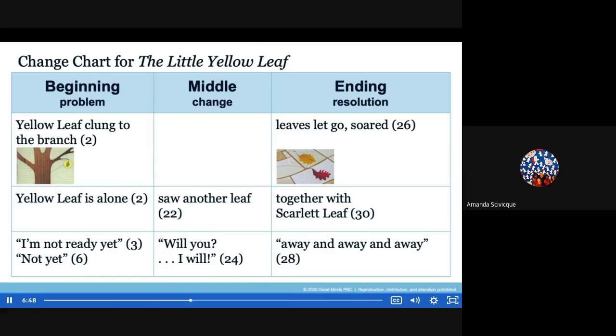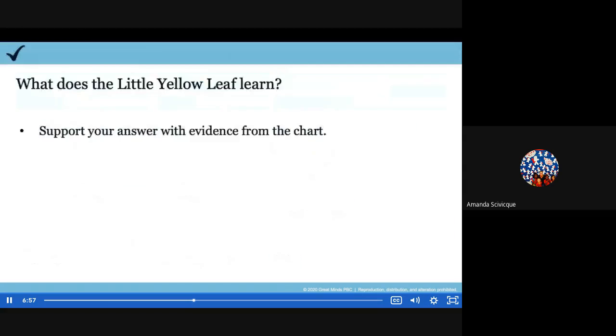That's right. It saw another leaf. It found a friend, and now it had someone to go with. There's the check in the corner. You're going to have an opportunity to check in with your teacher.